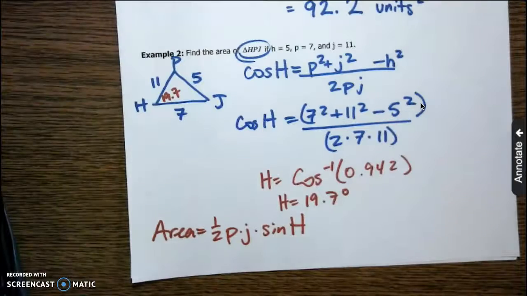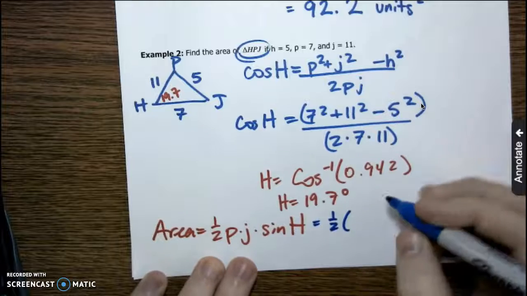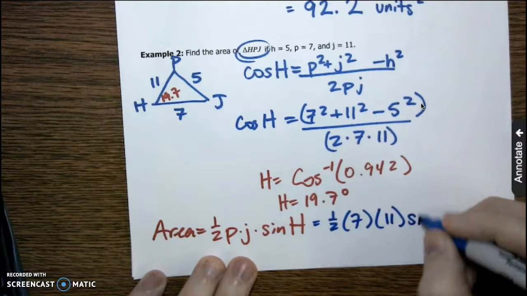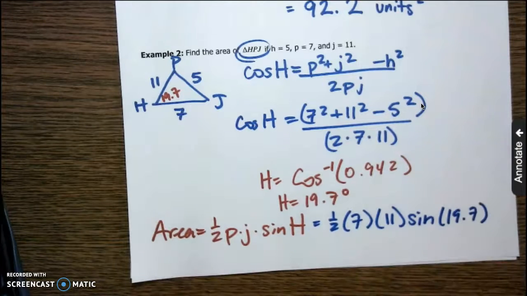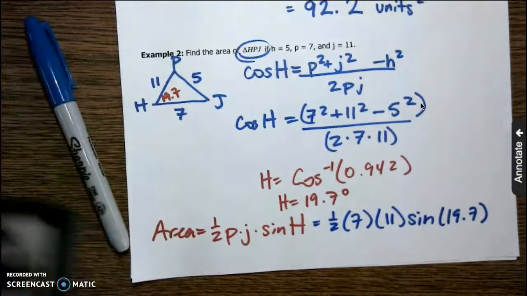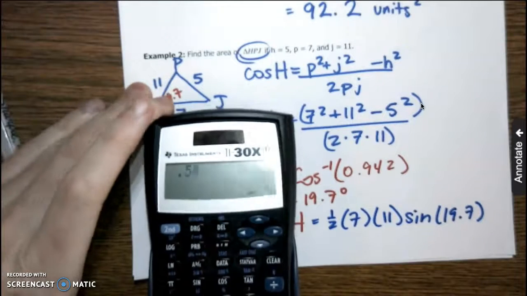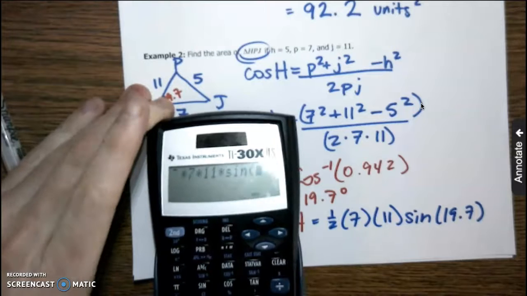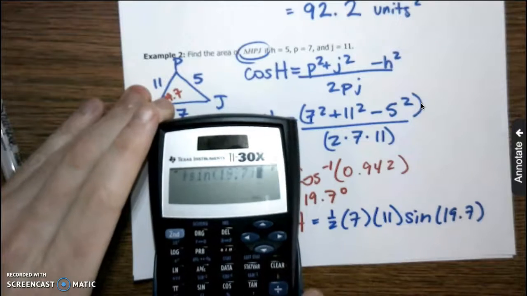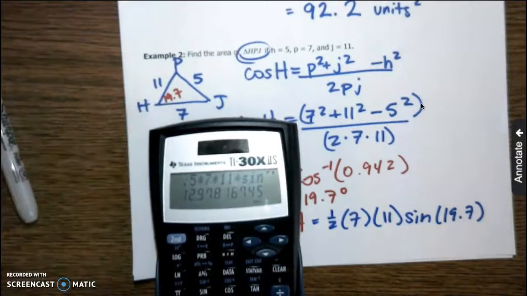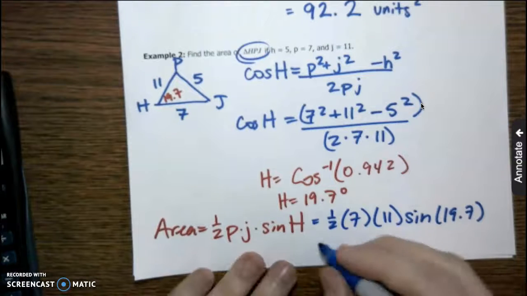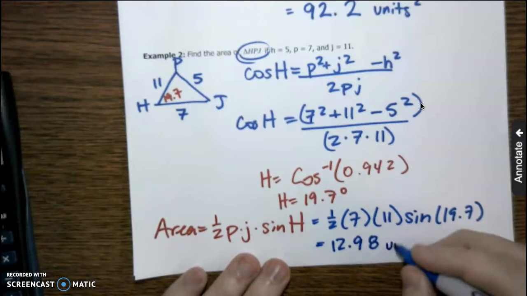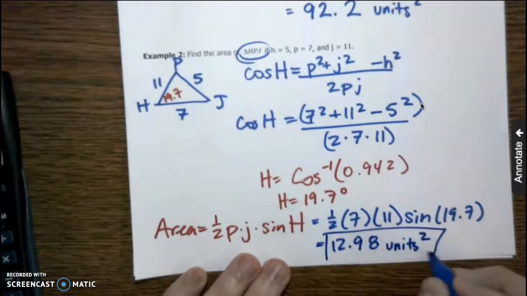So fill in those values. 1/2 side P is 7, side J is 11, sine of 19.7. So it'll be 0.5 for the 1/2 times 7 times 11 times the sine, make sure you're in degrees, 19.7 degrees, and I'm getting 12.98. 12.98 is my area. We can put units squared if you want, but it doesn't give you units, so it's not necessary.